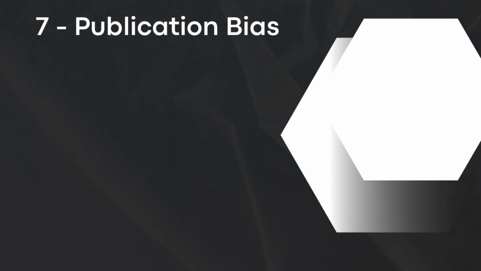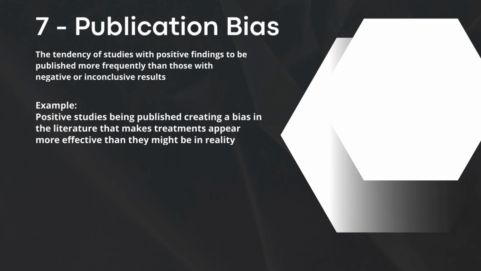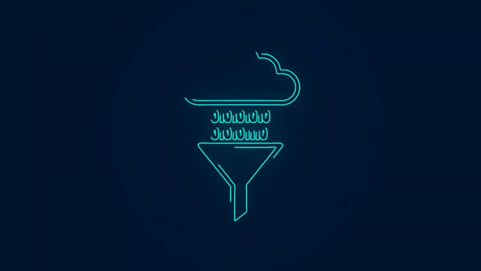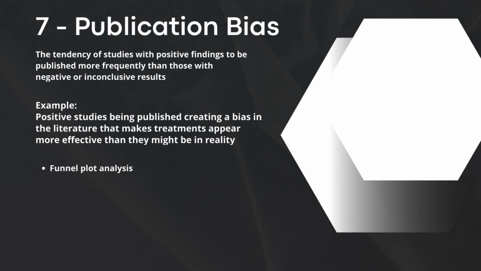bias. And here we refer to the tendency of studies with positive findings to be published more frequently than those with negative or inconclusive results. And this leads to a skewed perception of the evidence base. There is an important consideration, which is the funnel plot analysis. In meta-analysis, funnel plots can be used to detect publication bias by plotting study size against effect size. An asymmetrical funnel plot suggests the presence of publication bias.